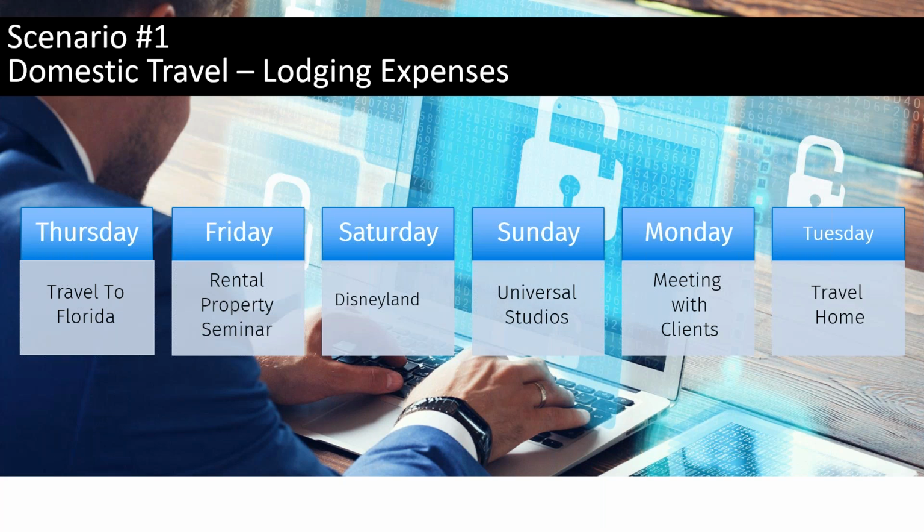Now, on the weekend, Saturday and Sunday, look at this. We're doing items that are not for business whatsoever. We are going to Disneyland. We are taking the family. Sunday, we're going to Universal Studios. Same thing as before. No work will be done on Saturday and Sunday. These are strictly personal days.